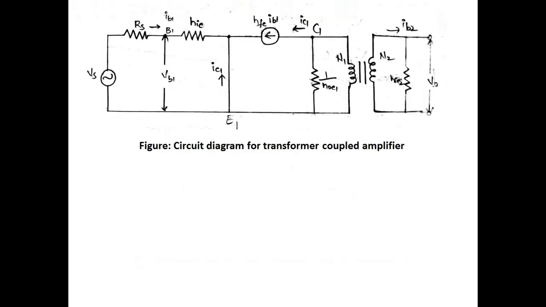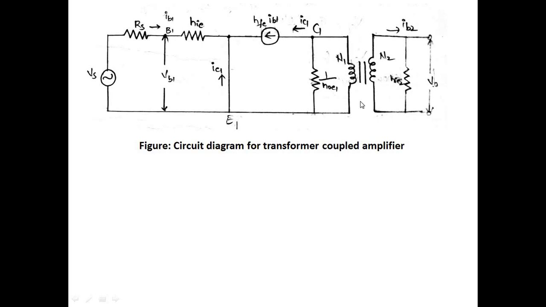In the mid frequencies we replace the stray capacitances with open circuits, and the corresponding equivalent circuit is this. This is the source voltage Vs with its source resistance, which we apply across the base of the transistor in the first stage, and this is the HIE and Ib1, and this is IC1. This is the collector current, which is equal to HFE into Ib1, and at the output side, the output impedance is 1 by HOE1.